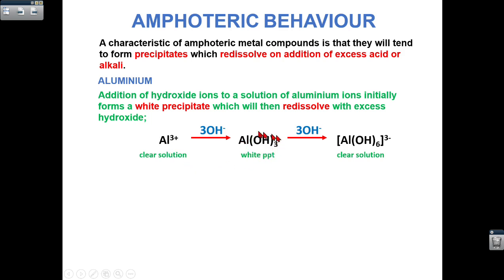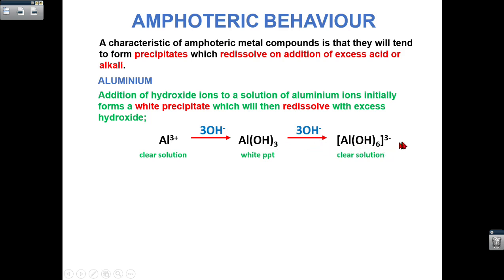Here the charge is gone because it's been neutralized by the 3 hydroxide ions, and therefore no charge means it tends not to dissolve in water. Over here we have the charge back again because now we have 3 extra hydroxide ions, so we have a 3 negative charge, and therefore the charge means that that substance will dissolve again.